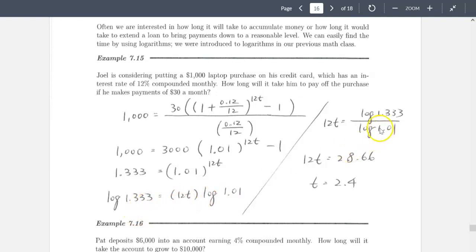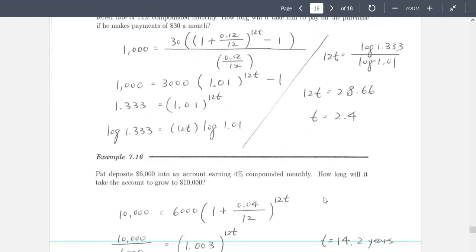Then you divide by log on both sides, and you get 12t equal to this whole ugly thing, which is fine. You just need to use a calculator for that. It's just an ugly decimal. Then when you divide by 12 on both sides, you get approximately 2.4. So t is 2.4. It takes about 2.4 more years for him to finish the payments.